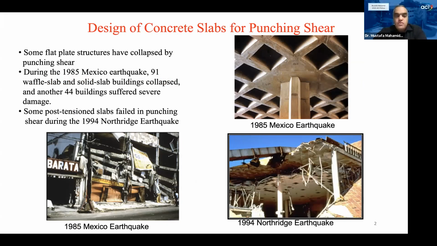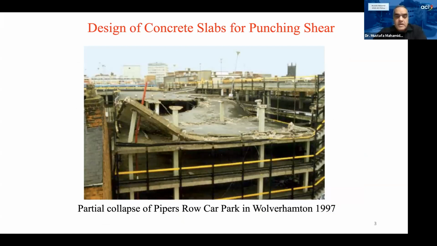And some post-tension slabs also failed in punching shear during the 1994 Northridge earthquake. And even here we have an example of a parking structure that collapsed in 1997. And actually there was a similar collapse of another parking structure in 2015 due to punching.